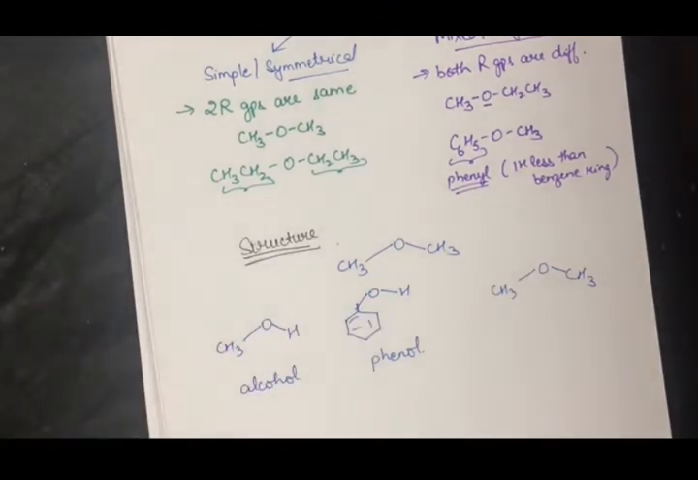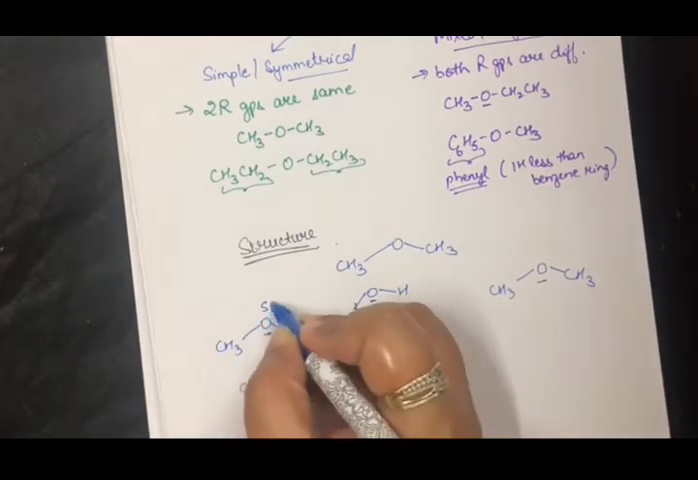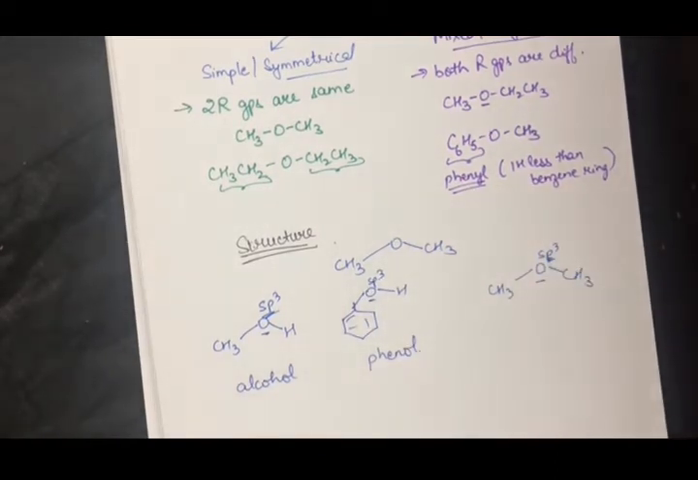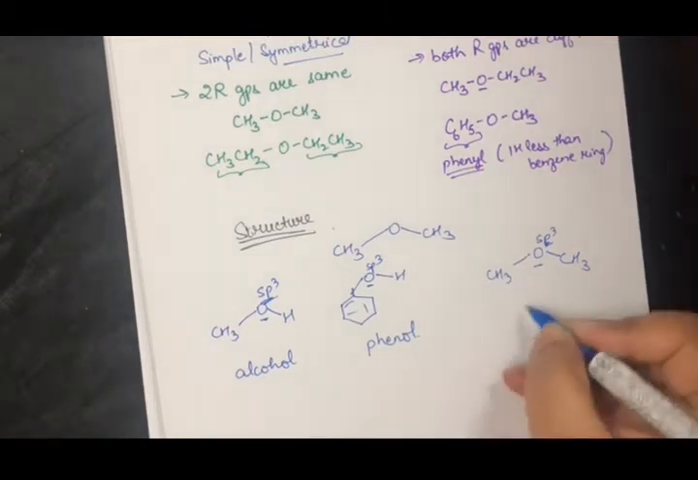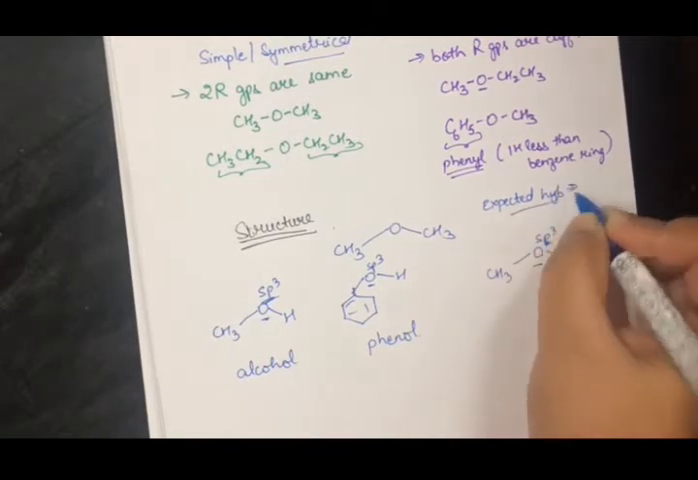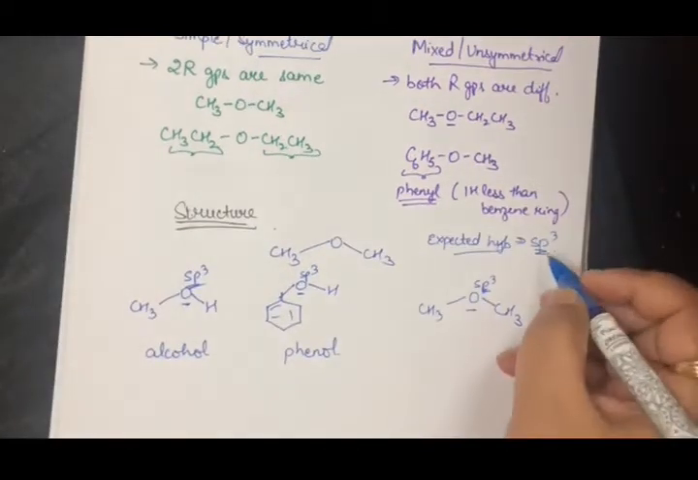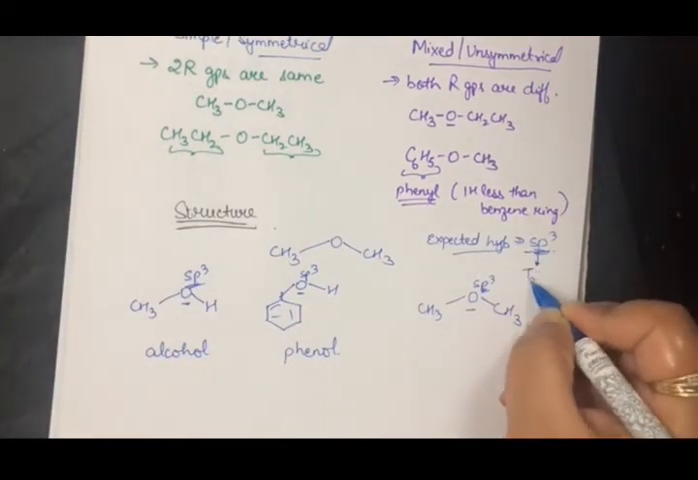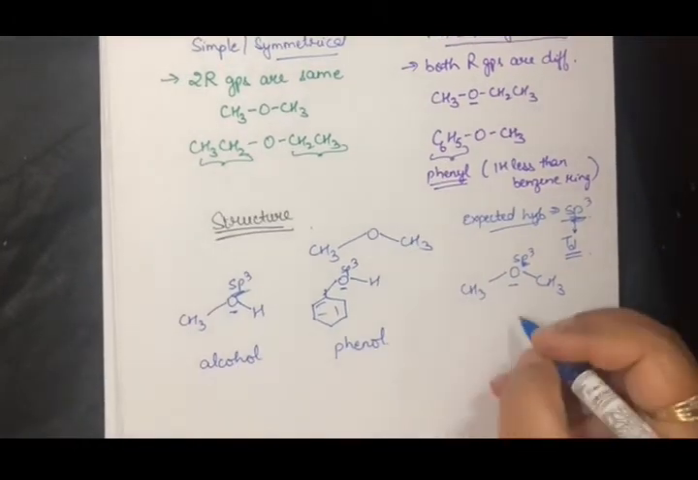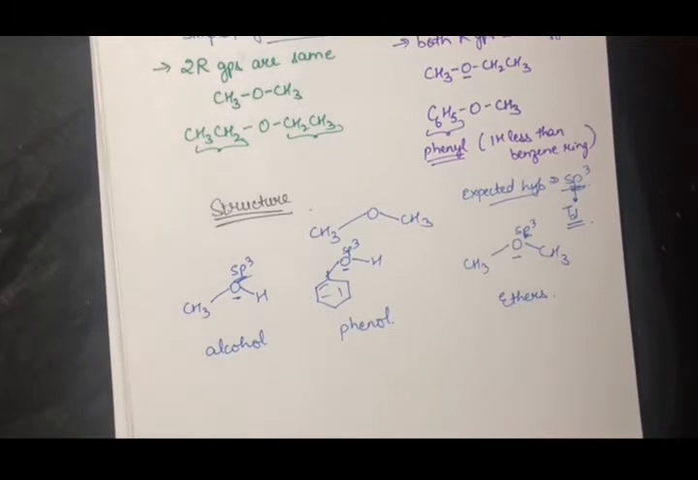Right, now we all know that the oxygen in all three of them is sp3 hybridized. So whenever an atom is sp3 hybridized, the expected hybridization is always sp3, and the shape is tetrahedral. So I should believe that all these three structures of alcohol, phenol and ethers, wherein the oxygen is sp3 hybridized, should have a tetrahedral arrangement.